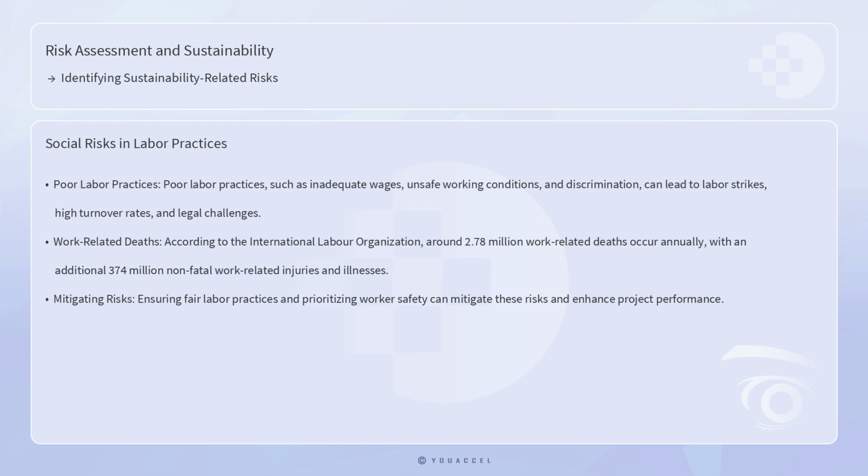Social risks encompass a wide range of factors, including labor practices, human rights, community relations, and health and safety. Poor labor practices, such as inadequate wages, unsafe working conditions, and discrimination, can lead to labor strikes, high turnover rates, and legal challenges. According to the International Labor Organization, around 2.78 million work-related deaths occur annually, with an additional 374 million non-fatal work-related injuries and illnesses. Ensuring fair labor practices and prioritizing worker safety can mitigate these risks and enhance project performance.